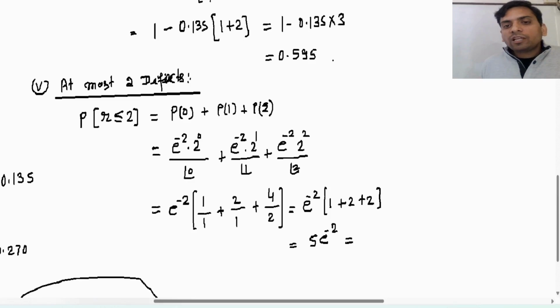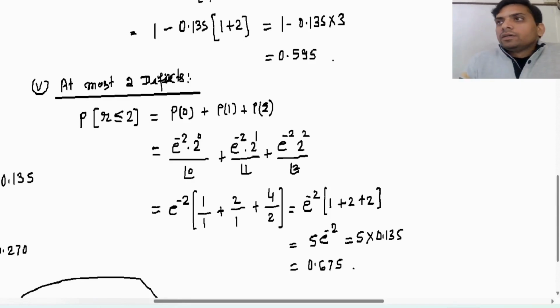Now you will put the value of e raised to the power minus 2, that is 0.135. So your answer is 0.135 times 5, which is 0.675. So answer is 0.675. This is the case of at most. So this is overall Poisson distribution. Clear?